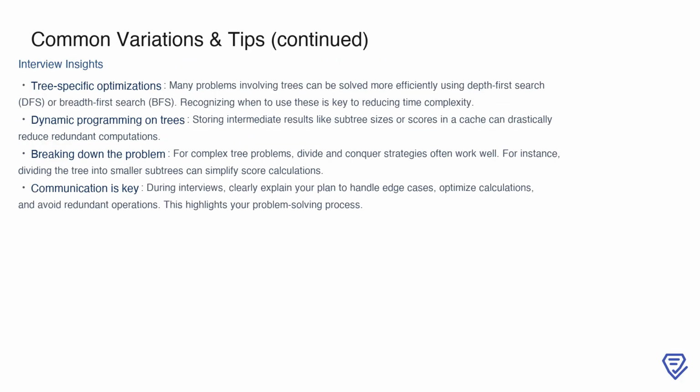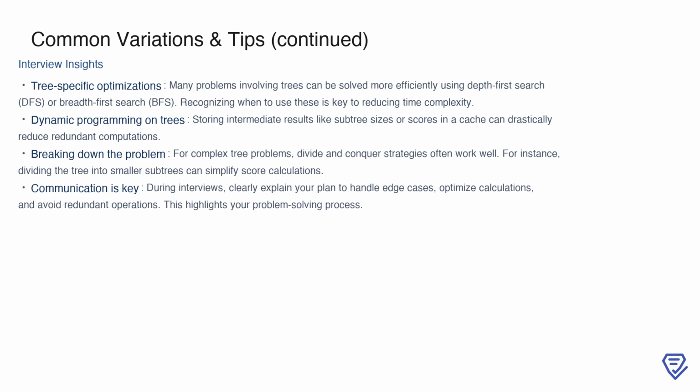To perform well in interviews, understanding tree-specific optimizations is key. Problems involving trees can often be solved more efficiently using depth-first search or breadth-first search. Recognizing when to use these traversal techniques helps reduce time complexity significantly. Another powerful strategy is dynamic programming on trees. By storing intermediate results, such as subtree sizes or scores, you can avoid redundant computations and make your solution more efficient. Breaking down the problem is also vital for tackling complex tree scenarios.